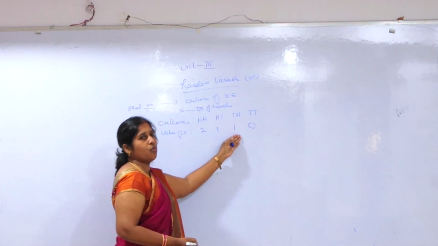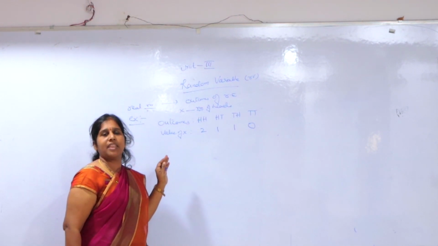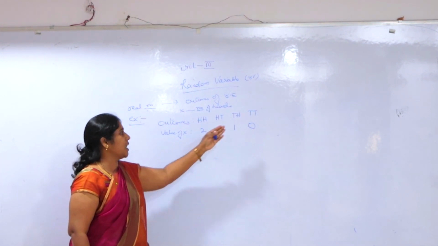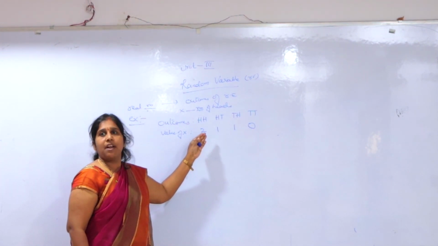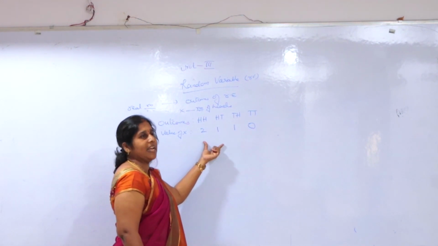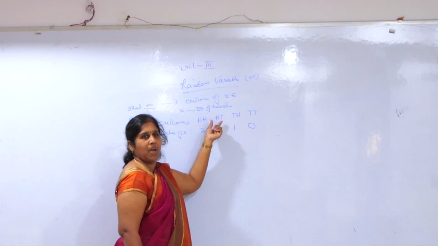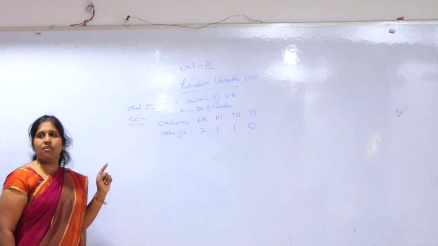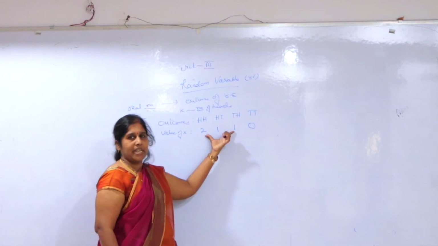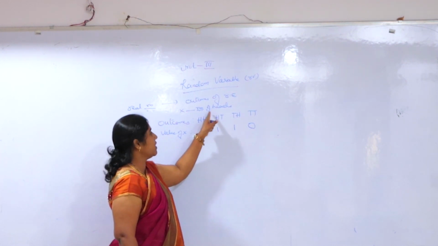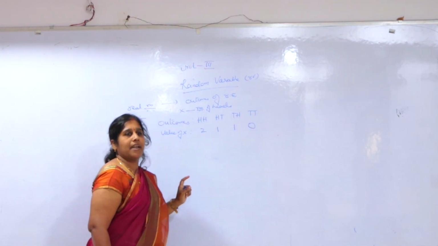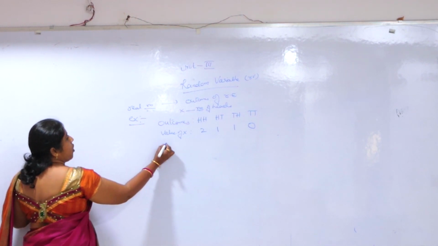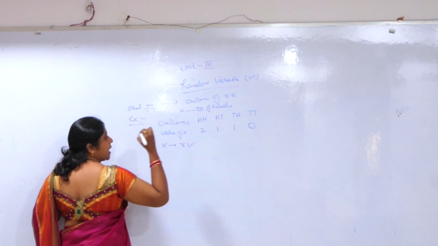So what are these 2, 1, 1, 0? All these are nothing but real numbers. 0, 1 and 2 are nothing but real numbers. And these real numbers are connected to what? Outcomes of a random experiment. So what is now random variable? Random variable is a real number which is connected with the outcomes of a random experiment. So we call X as random variable.